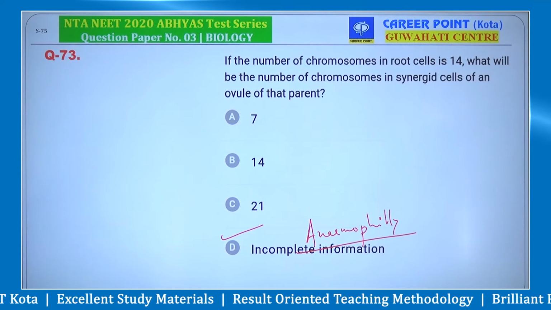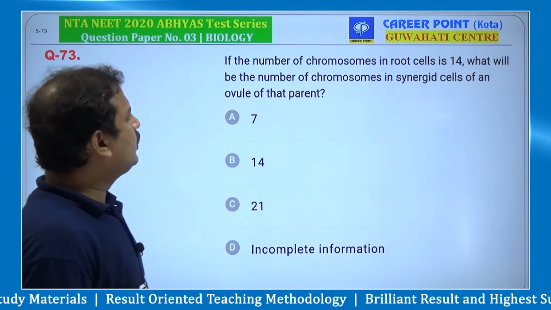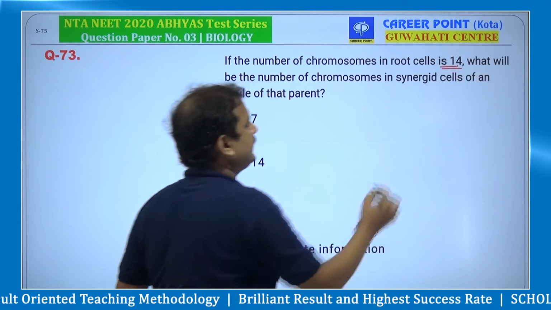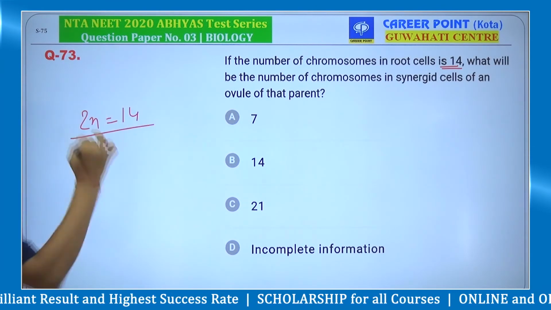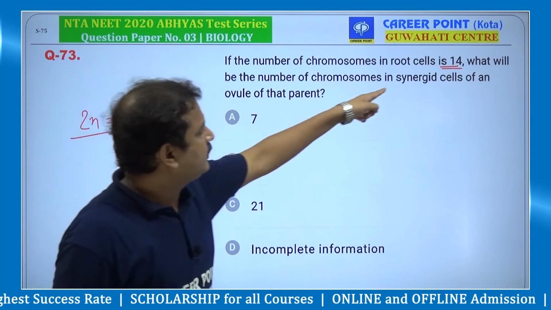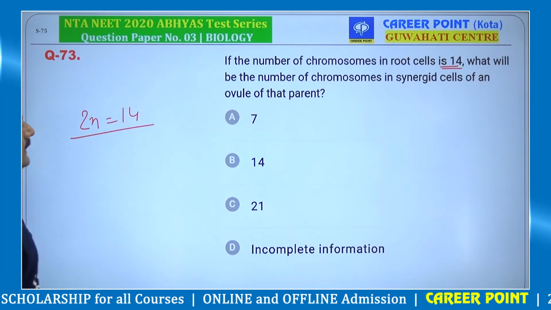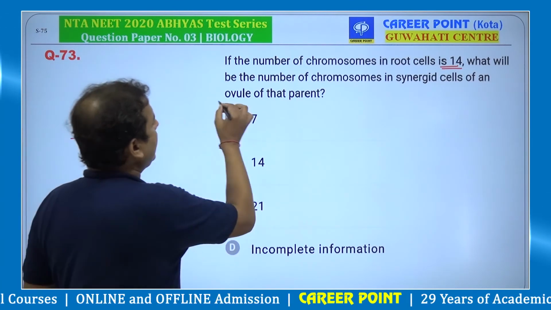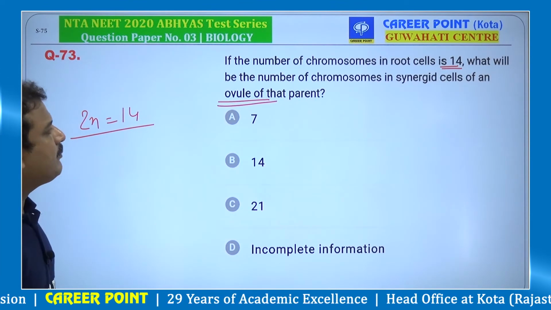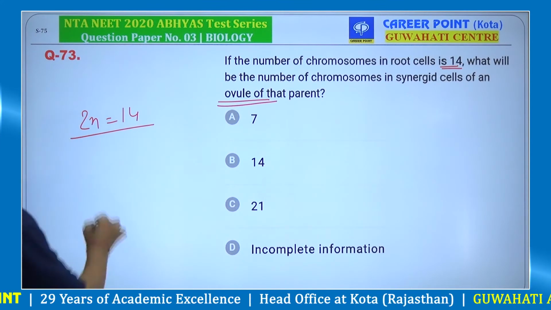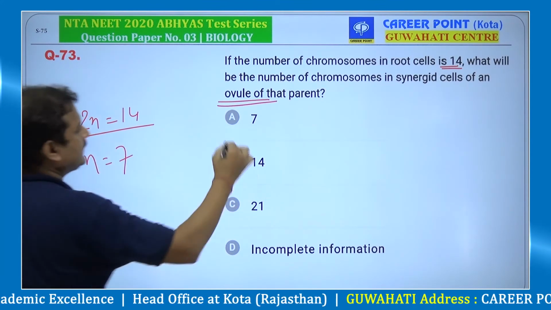Next, if the number of chromosomes in a root cell is 2n equal to 14, what is the number of chromosomes in a synergid cell in the ovule of the plant? So it is asking about the embryo sac. If it is asked about the embryo sac, it is n. So n is equal to what? 7. So the answer is 7.